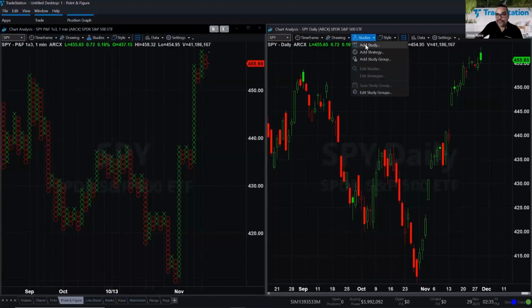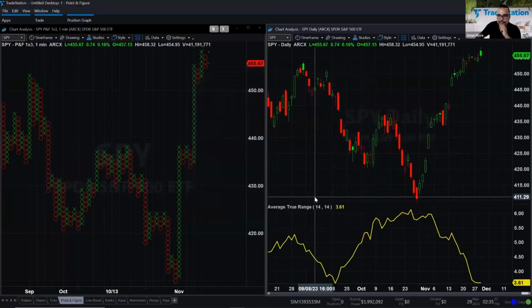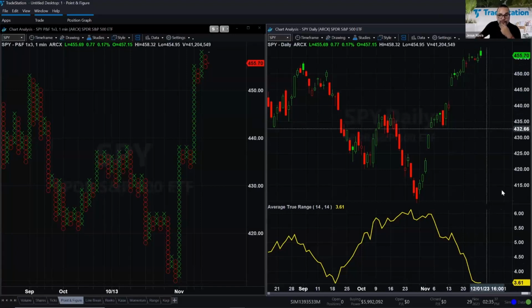If I go here to studies, add studies, let me show you what I mean by that. I'm going to look for my ATR indicator. It's just called average true range right here. I'm going to click OK. And you can look at the average true range on SPY, and you can see that it's $3.61. What that tells me is that on average, every bar moves $3.61.